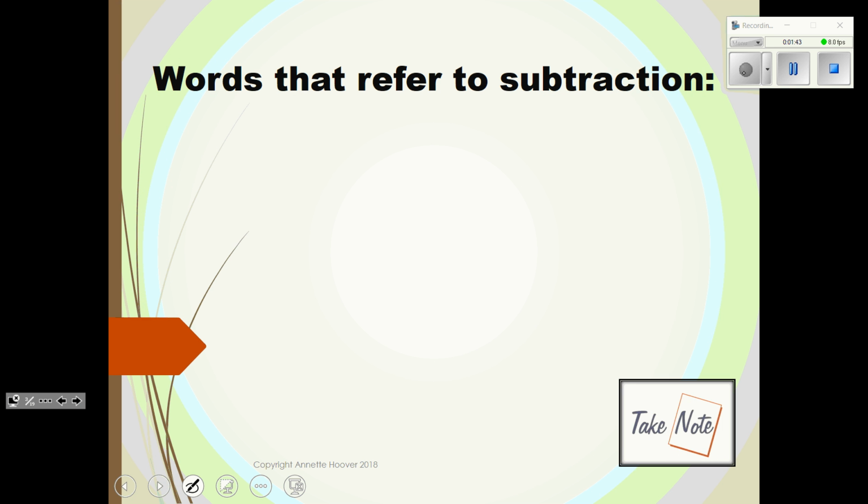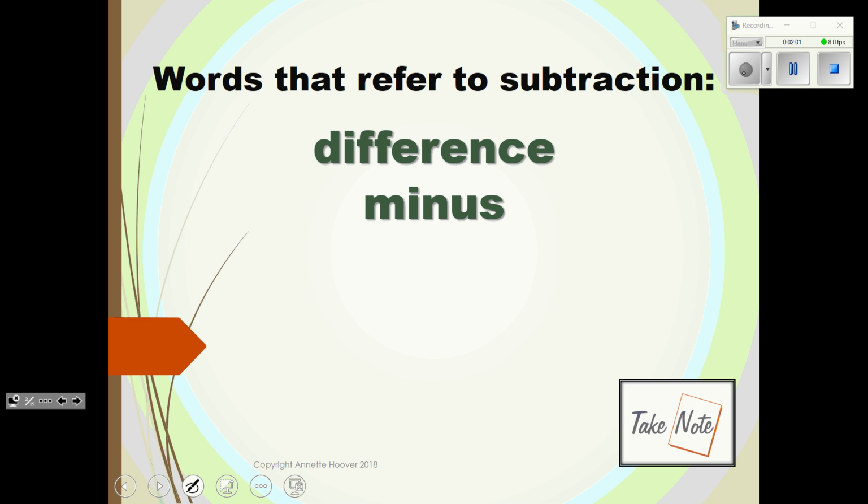Next, let's look at subtraction. What are some phrases or words that are going to tell us that we're going to subtract? First one is difference, because the answer to a subtraction problem is the difference. The difference between 10 and 6 is 4. Another word would be minus, which is pretty obvious because we use the minus sign for subtraction.